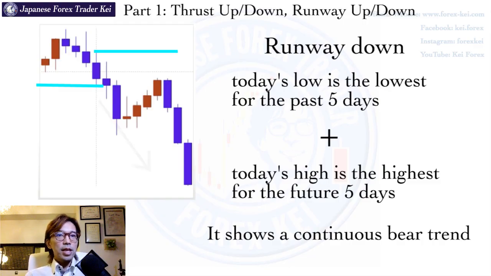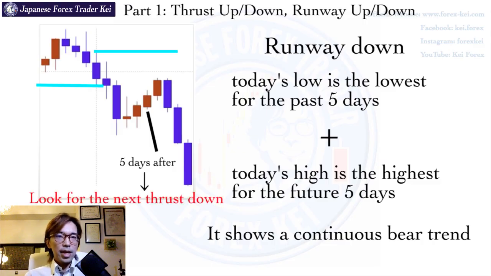And as a result, it kept going down. So when you notice this is a runway down, you notice it when you look at this candlestick 5 days after, because this candlestick right here renewed the recent low downwards, and also it did not renew the high upwards. And when you notice it at this candlestick, the next thing you can look for is the next thrust down. As a result, you see a thrust down right here. The closing price renewed the previous low downwards. Then you can be confident enough to place a sell here. Then the price drops all the way down.